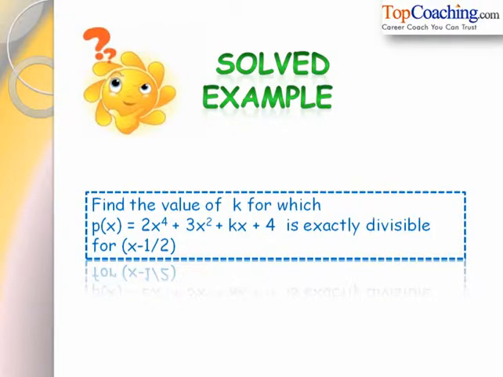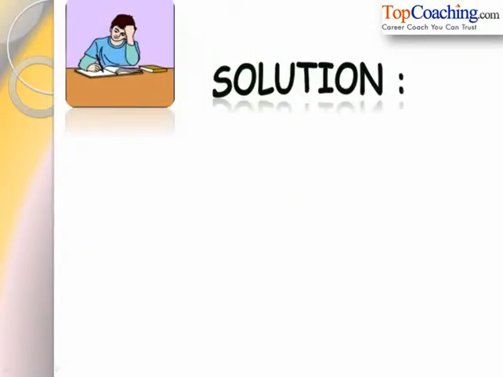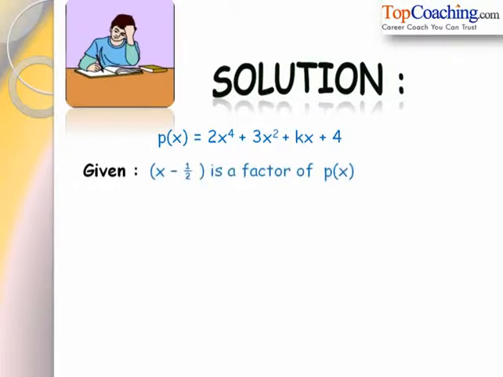Now to find out the value of k, we have been given that p of x, that is this polynomial, is exactly divisible by x minus 1 by 2. So the linear polynomial x minus 1 by 2 completely divides p of x. So how to do that? Given is p of x equal to 2 into x to the power of 4 plus 3 into x square plus kx plus 4. So this is the polynomial given to us, and we have to find out the value of k. Now given is x minus 1 by 2 is a factor of p of x. So this linear polynomial x minus 1 by 2 completely divides the polynomial p of x.